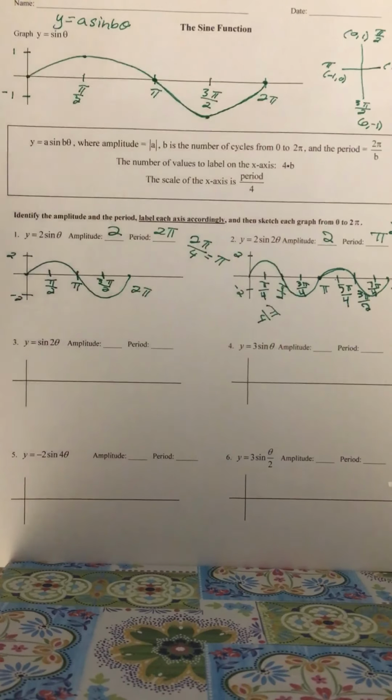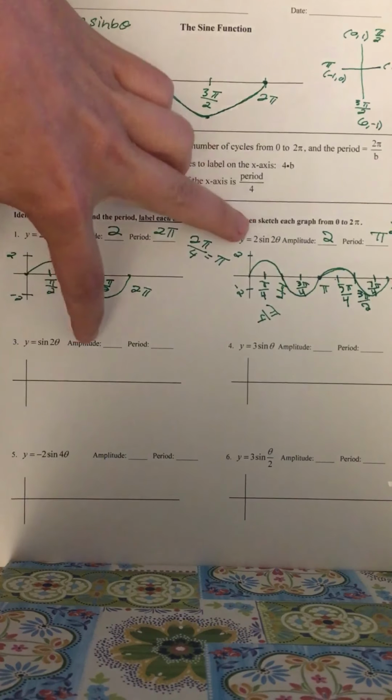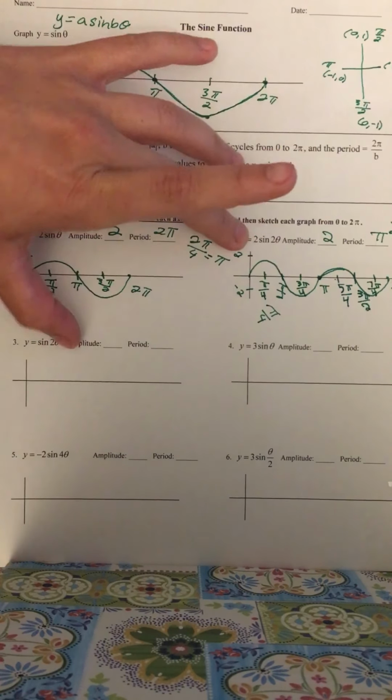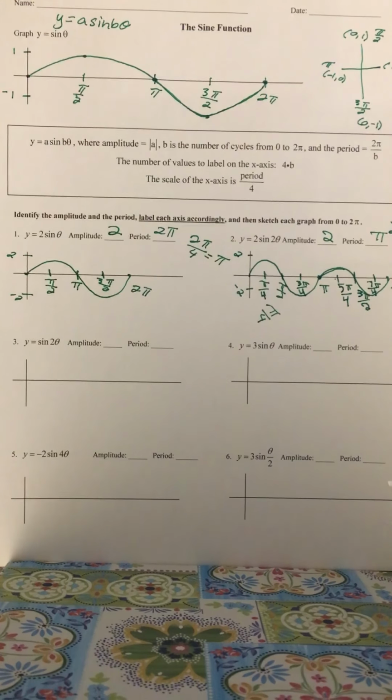Number 3 and number 4, the same thing. Number 3 is almost exactly like number 2. You just have a different amplitude. And number 4 is exactly like number 1. You just have a different amplitude. Okay, but I do want to do one like number 5.